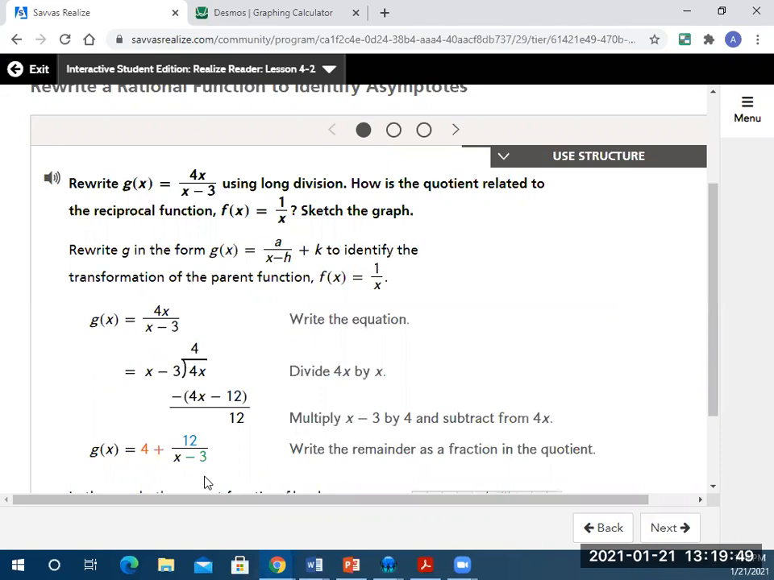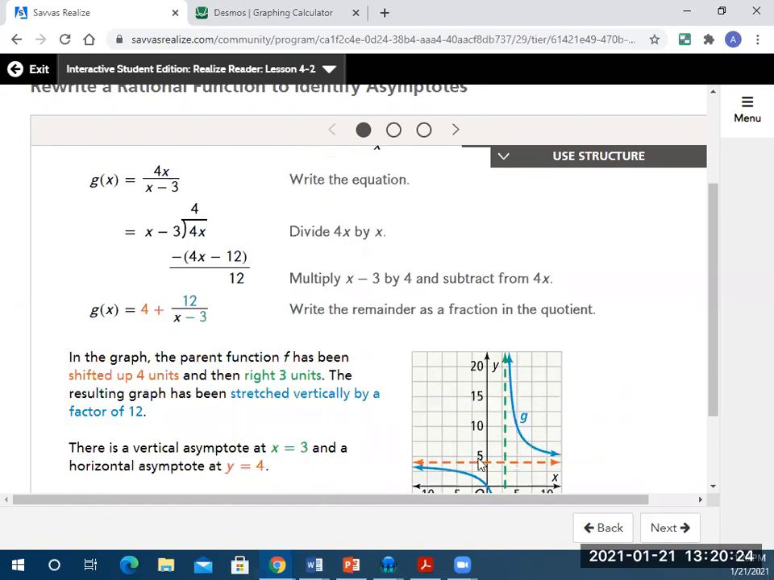Jack? Shift up the y-axis by 4 and shift to the right of the y-axis by 3. Yep. Does everyone agree? So this indicates a shift up by 4 and a shift to the right by 3, right? This is H and this is K. So when your graph shifts to the right 3 and then up 4, what else is shifting right 3 and up 4 from the parent function? Your asymptotes.